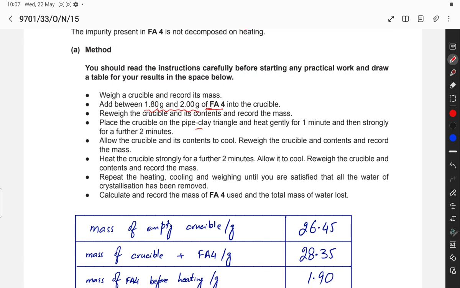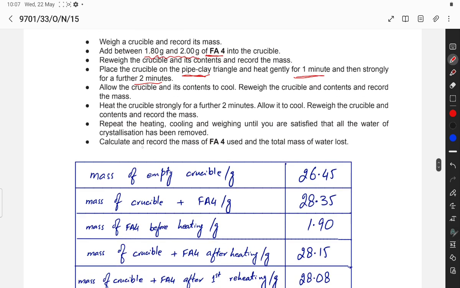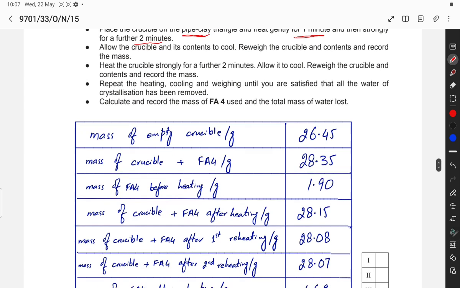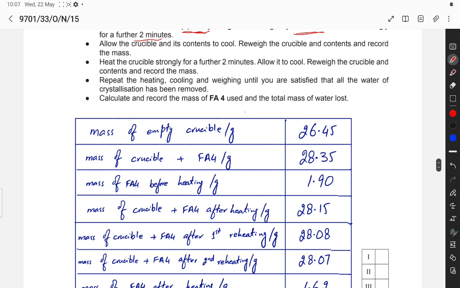Reweigh the crucible and its contents and record the mass. Place the crucible on the pipe clay triangle and heat gently for 1 minute and then strongly for a further 2 minutes. Allow the crucible and its contents to cool. Reweigh the crucible and contents and record the mass. Heat the crucible strongly for a further 2 minutes. Allow it to cool. Reweigh and record the mass. Repeat the heating, cooling and weighing until you are satisfied that all the water of crystallization has been removed. Calculate and record the mass of FA4 used and the total mass of water lost.